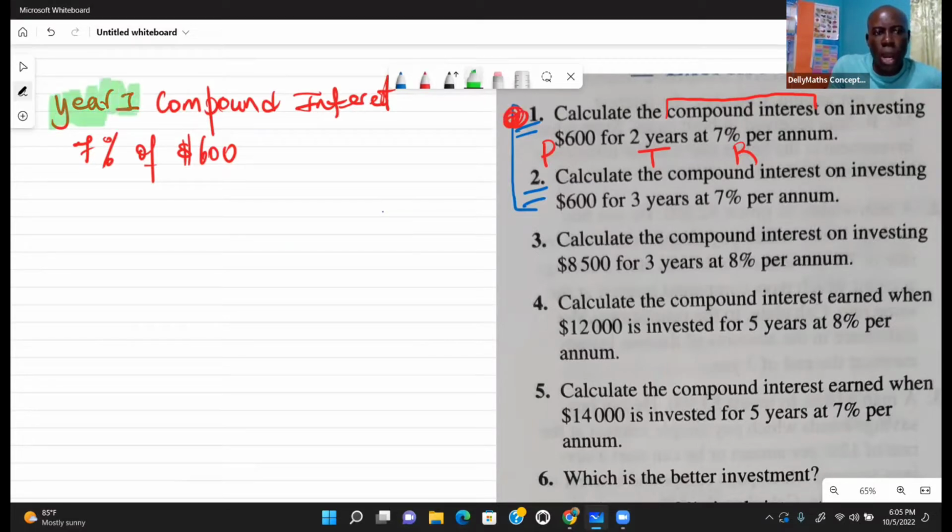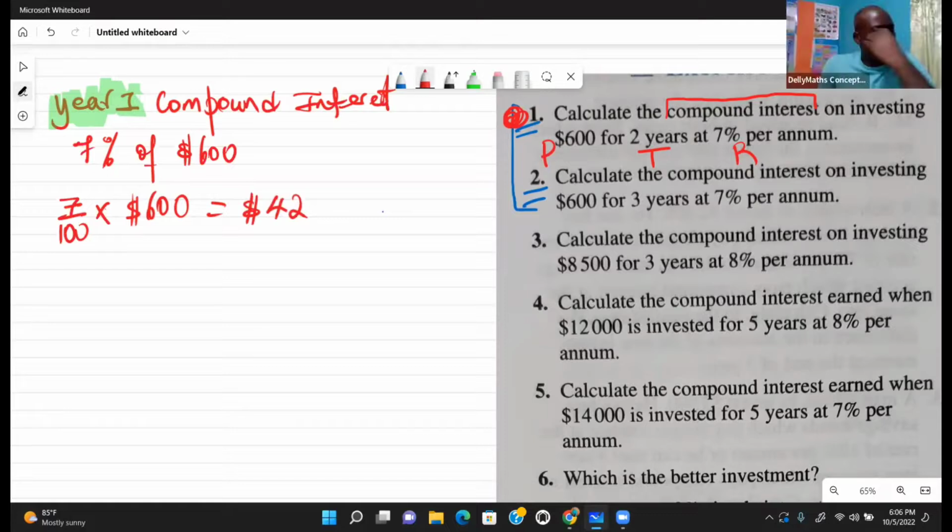So in year one, this is what we're going to work out, right? So we're talking about 7%, which would have been 7 over 100. And we're multiplying this by the $600, just like that. So the compound interest in year one was just $42. We really want to understand what it is you're finding. So it's just regular 7% off 600. It's the first year. But remember, they said it went for 2 years.